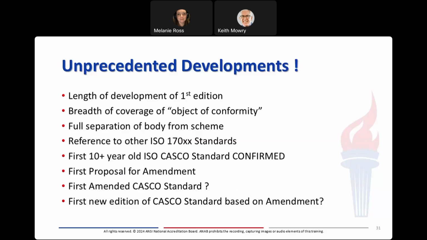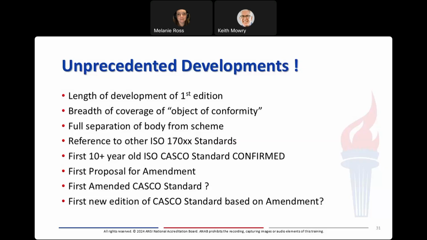In the past, the length and the effort put into its development was unprecedented. And the breadth of coverage in this document for the object of conformity, every kind of product, process, and service, that's unprecedented. The full separation in 17065 of requirements for the body and anything related to the scheme, that is unprecedented. And finally, when it was developed, references to the other ISO 17000 series in 17065 was also, and continues to be, unprecedented. Going forward, or as of today, it sets some new precedents.